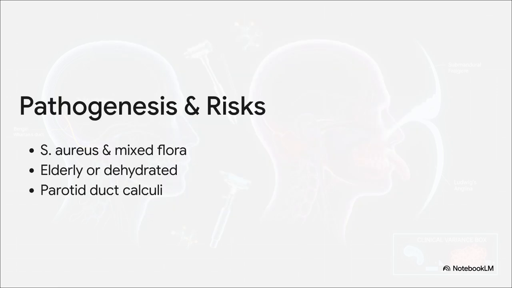The mechanism here is driven strictly by retrograde bacterial migration, primarily a staphylococcal surge, Staph aureus, and mixed oral flora traveling right up into the gland. It happens because these high-risk patients lack the normal continuous salivary flow needed to wash those bacteria away. Often, the structural trap is a parotid duct obstructed by a stone. That calculus acts as a nidus, completely halting flow and inviting that bacterial surge. Your management mandate? Aggressive rehydration and immediate IV antibiotics.